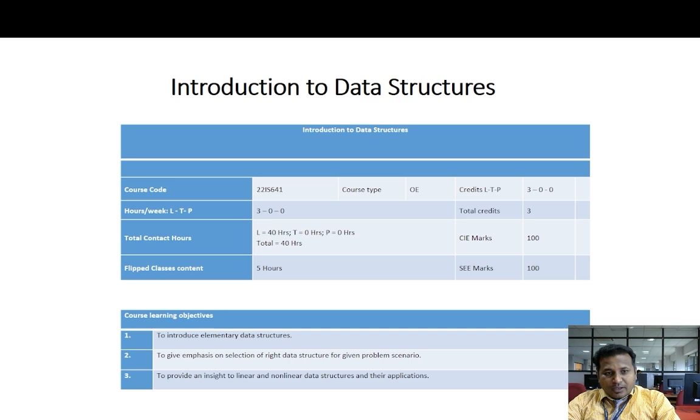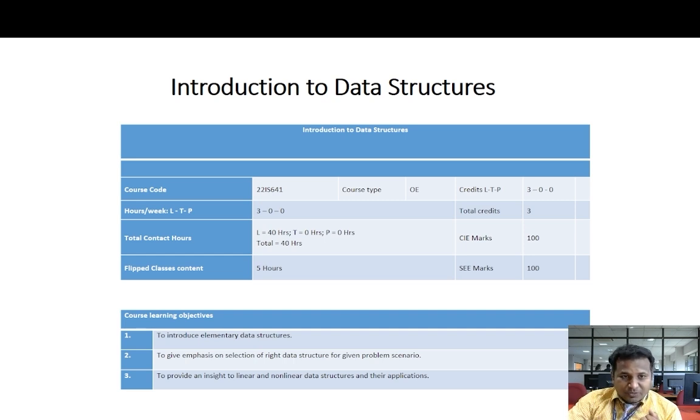A prerequisite for this course is basic concepts of C programming. It is actually the enhanced version of C programming, where we are studying the application of the concepts that we learnt in C programming.